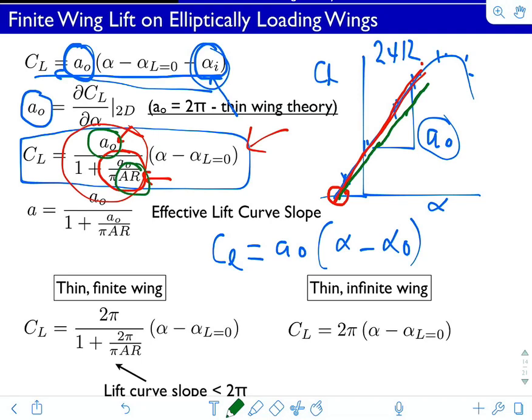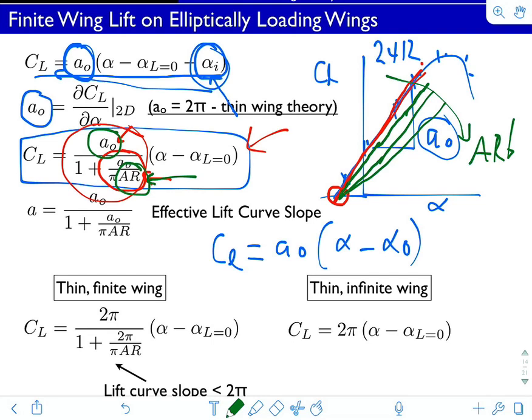So if we mess with the aspect ratio, now we have an aspect ratio, say it's 10, and then we have an aspect ratio, say it's 8. All it's going to do is decrease this lift curve slope further and further. So this is decreasing aspect ratio.